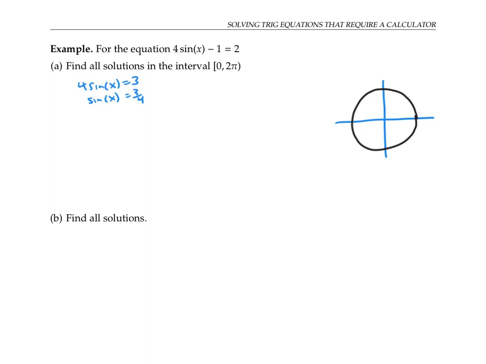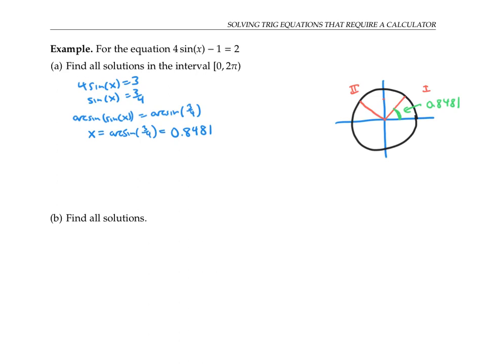So 3/4 might be about here, so that would be an angle about right here, and about right here, so in the first and second quadrants. Let's take the arc sine of both sides to find one of those angles. I'm getting one of the angles to be arc sine of 3/4, which my calculator says is 0.8481 radians. That must be this angle here.